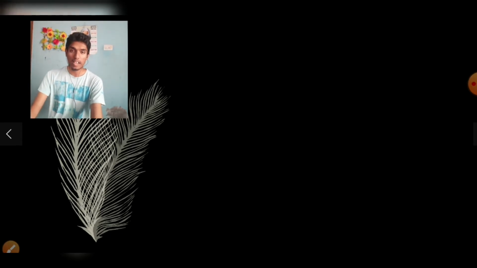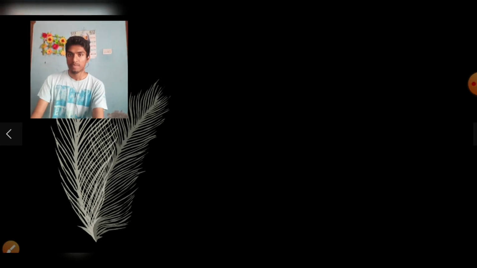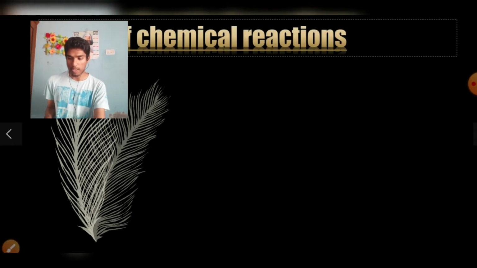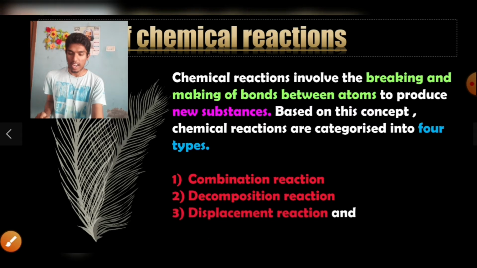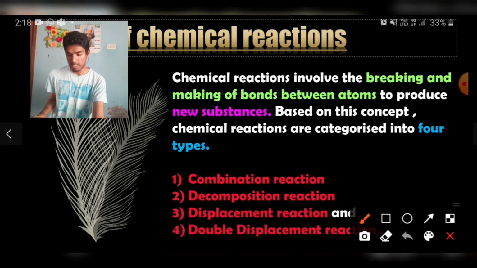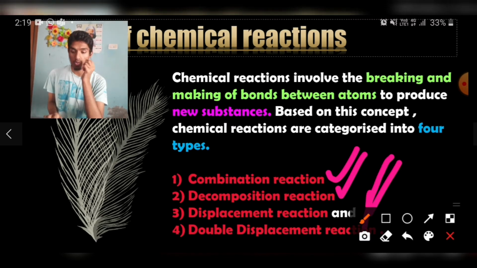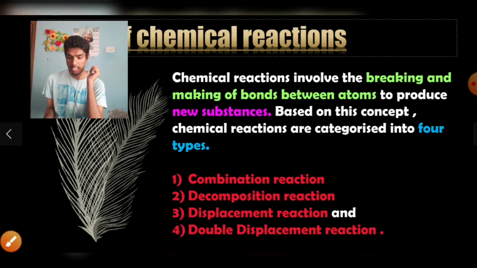Okay. So in the last video we learned how to balance a chemical equation, right? So now we will learn the types of chemical reactions. There are basically four types of chemical reactions. Now you might know the definition of a chemical reaction, right? It's basically the breaking and making of bonds between different atoms and the formation of new substances as a result. So the four types are combination reaction, decomposition reaction, displacement reaction, and double displacement reaction. Now we are going to look into these chemical reactions in detail one by one and study them.